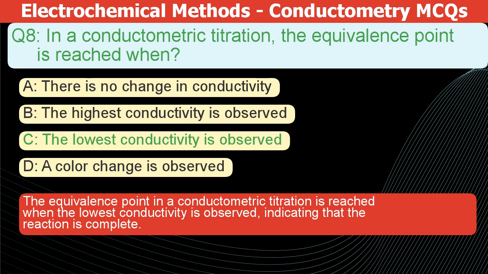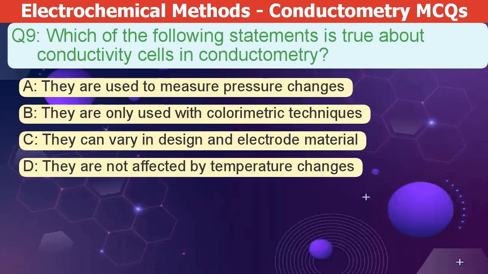Which of the following statements is true about conductivity cells in conductometry? A. They are used to measure pressure changes. B. They are only used with colorimetric techniques. C. They can vary in design and electrode material. D. They are not affected by temperature changes.